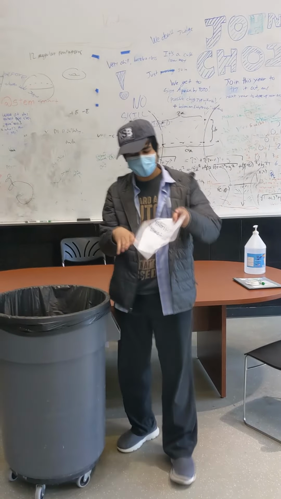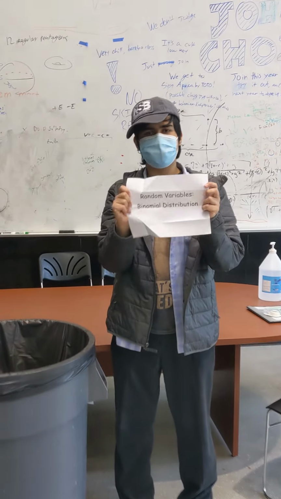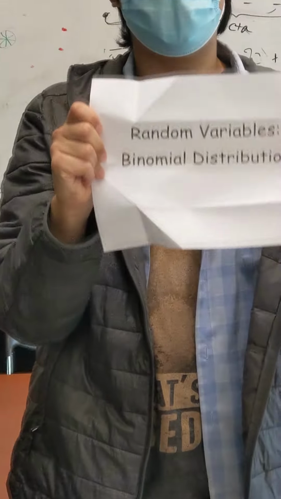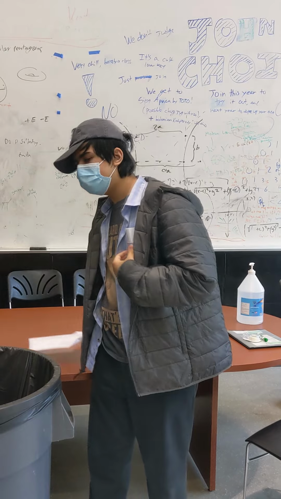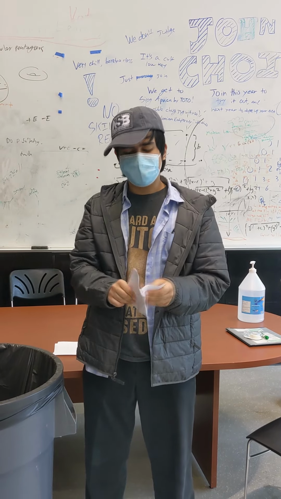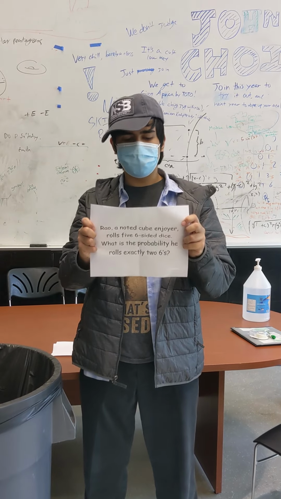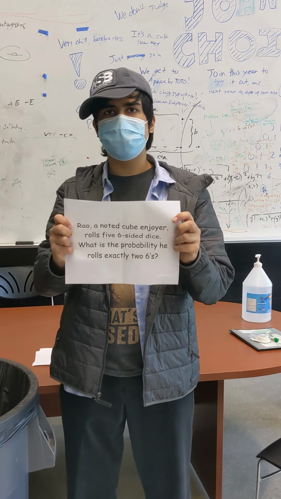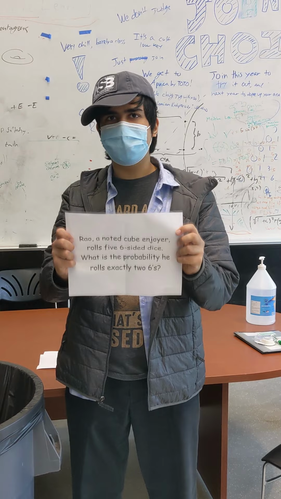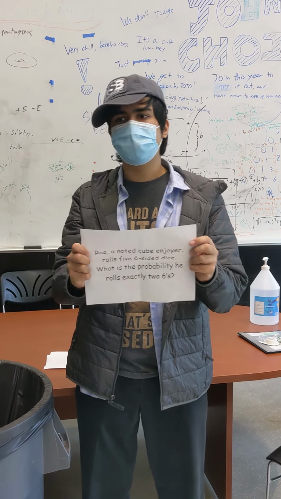Hello. Today, we're going to be talking about random variables, and specifically the binomial distribution. Now, I think it's going to help to understand this by giving you an example. So, let's say Rao, a noted cube enjoyer, rolls 5 six-sided dice. What's the probability that he gets exactly 2 sixes?